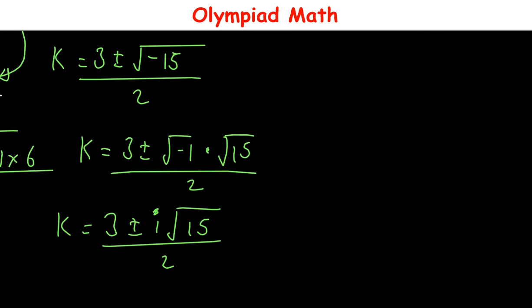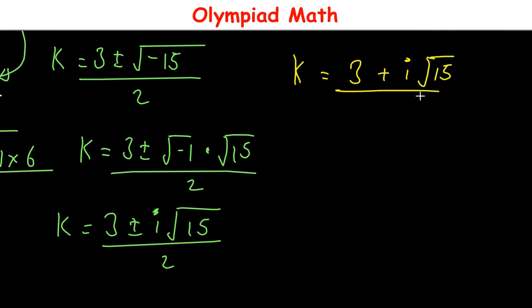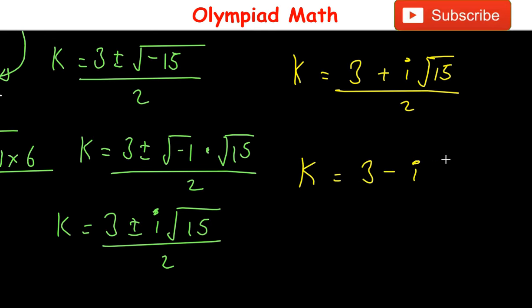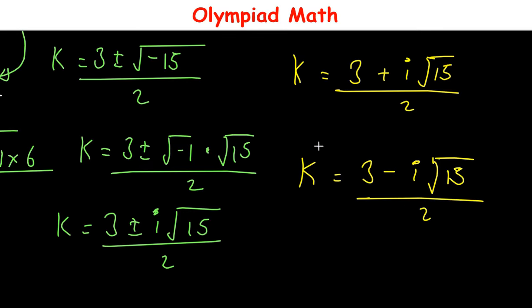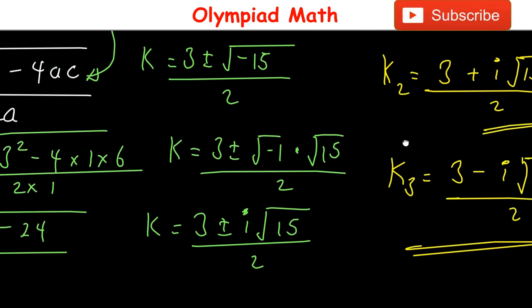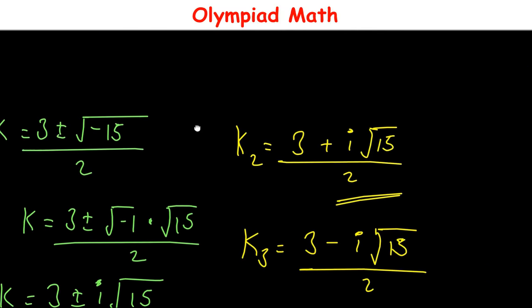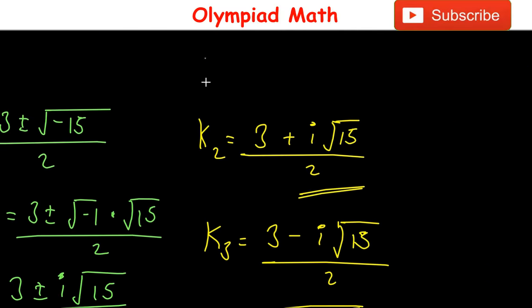With this, we have the solution of k, that k is equal to 3 plus i times square root of 15 divided by 2, and k is equal to 3 minus i times square root of 15, and this is then divided by 2. So this is the second and the third solution of k. Meanwhile, we have the first solution of k right here, that k is equal to minus 2. So we have the value of k1 is equal to minus 2.